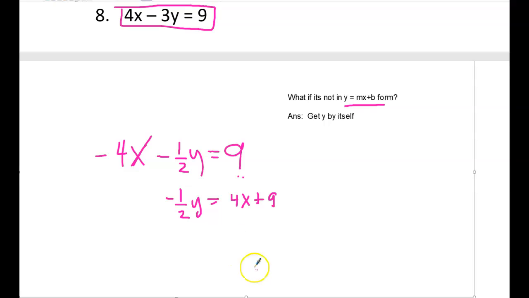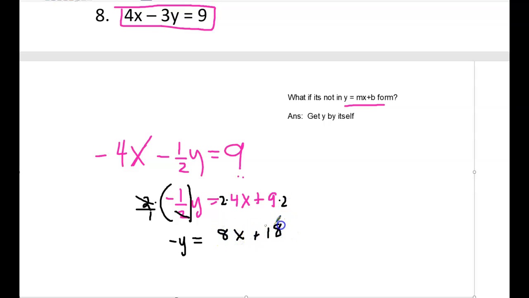But in this case, what do you do to get rid of a fraction? Well, what you do when you want to get rid of a fraction is you multiply everything by the denominator. So I'm going to multiply this by 2. Why? Because when you multiply 2 over 1 times 1 over 2, 2 divided by 2 cancels out, and you'll just be left with that negative now. But whatever you do to one side, you do to the other. So I can multiply this side by 2, so 2 times 4, and also 2 times 9. So it would be 8x plus 18.